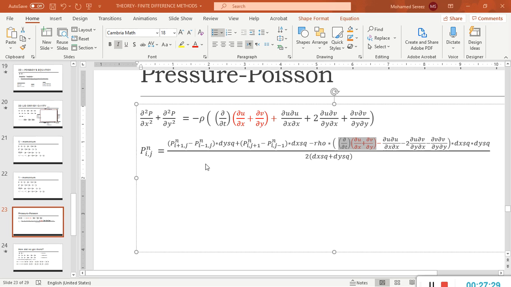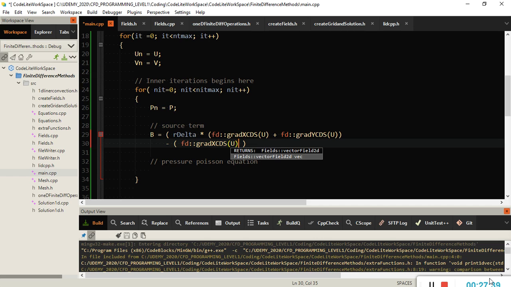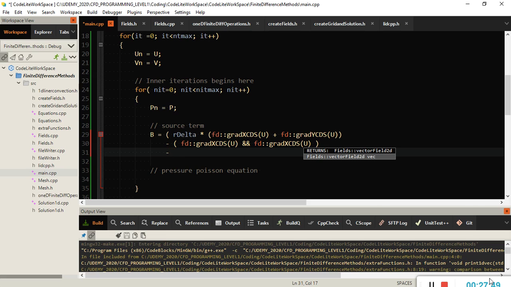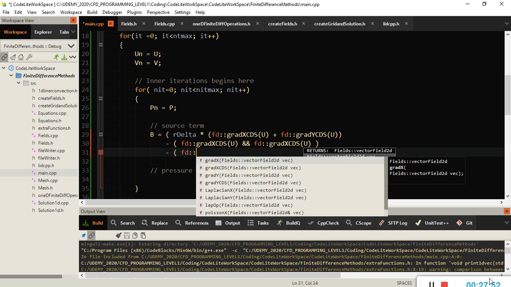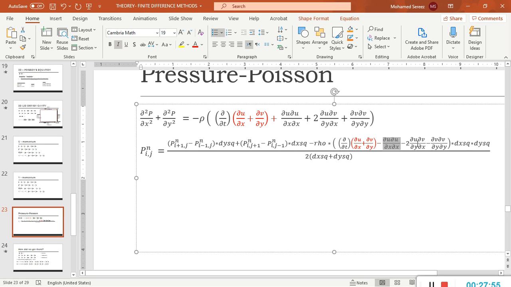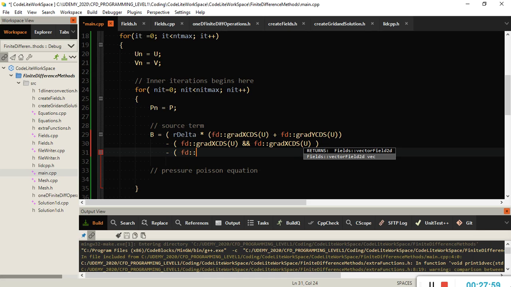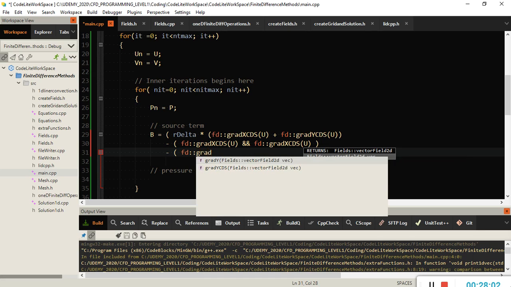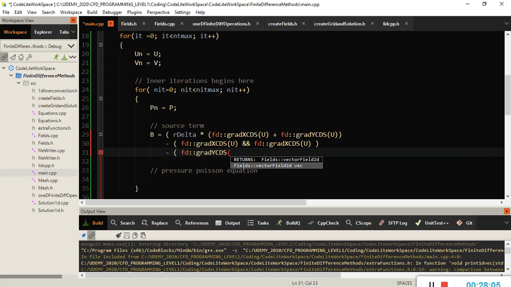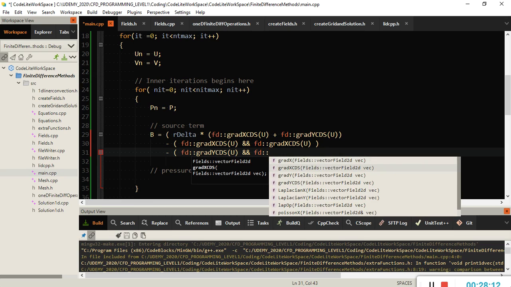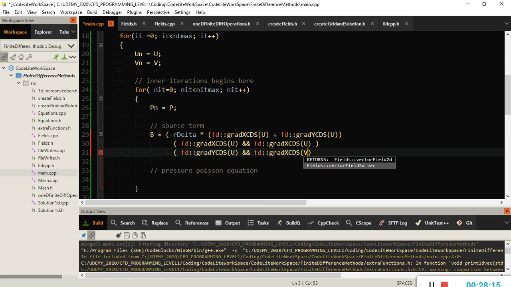So now we are writing this term. So dou U by dou X multiplied by dou U by dou X. So grad X of CDS U, and then multiply grad X CDS of U. Now moving on to the next term, this time this is grad Y of U and grad X of V. So gradient Y CDS of U, and then FD grad X CDS of V.